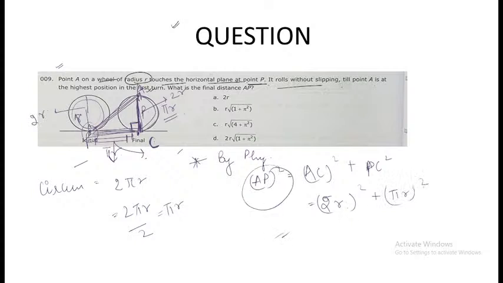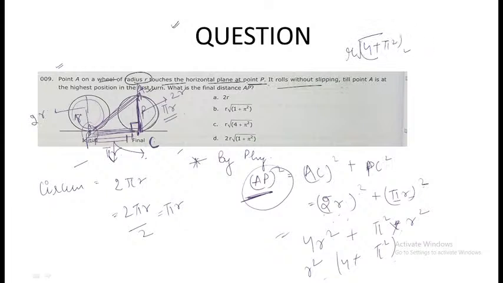So 2r whole square is 4r square plus pi r whole square is pi square into r square. You can take r square common, 4 plus pi square, right? And over here it is square, so you can take the square root. It will be equal to r under root 4 plus pi square, right? This is the correct answer. Answer is option number C.